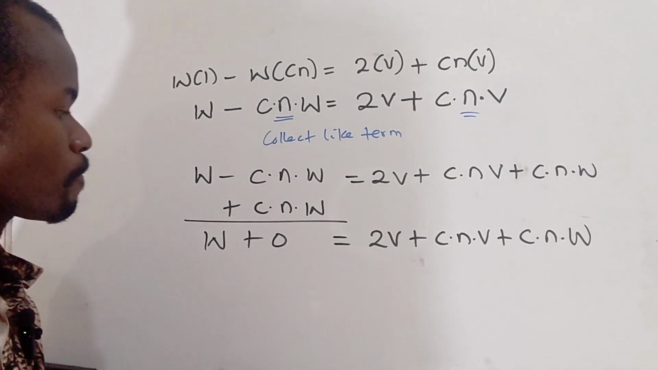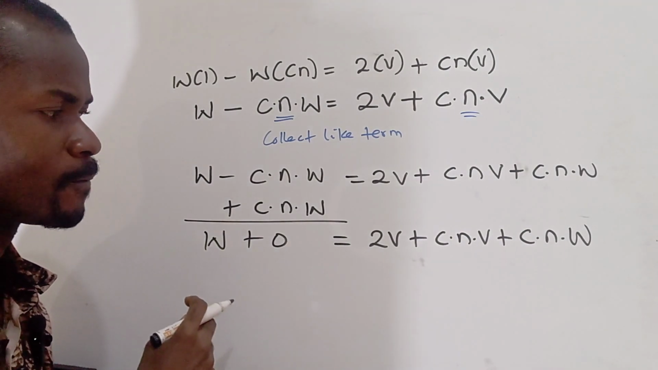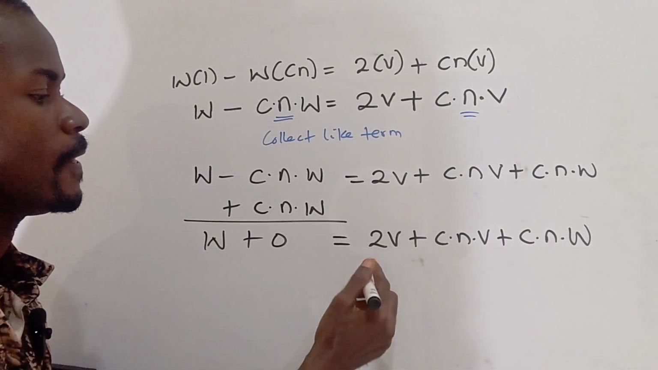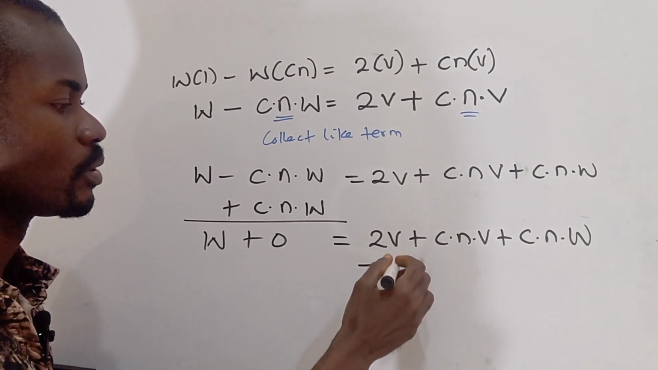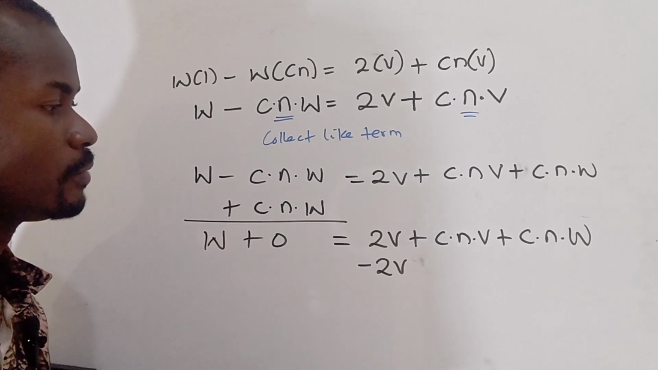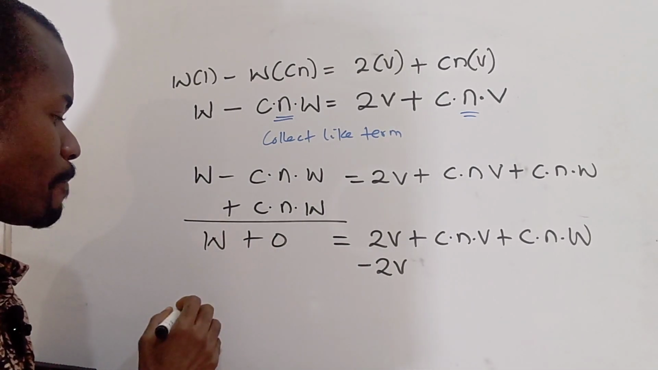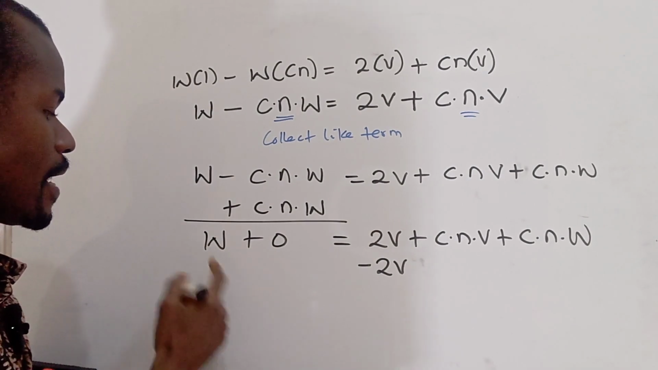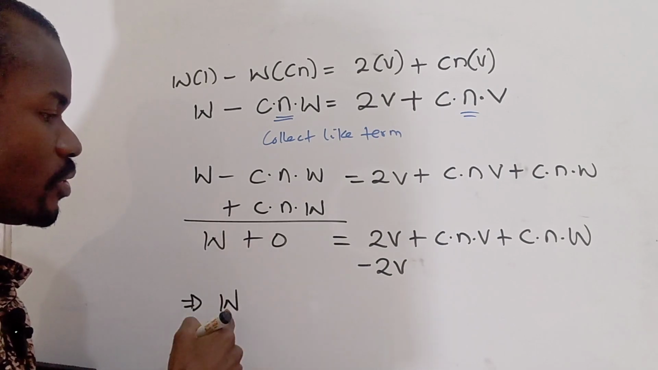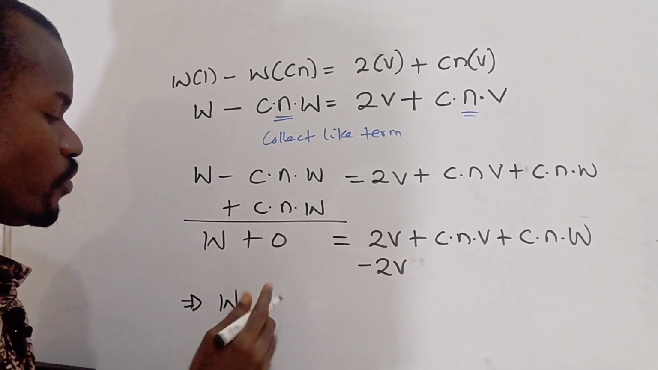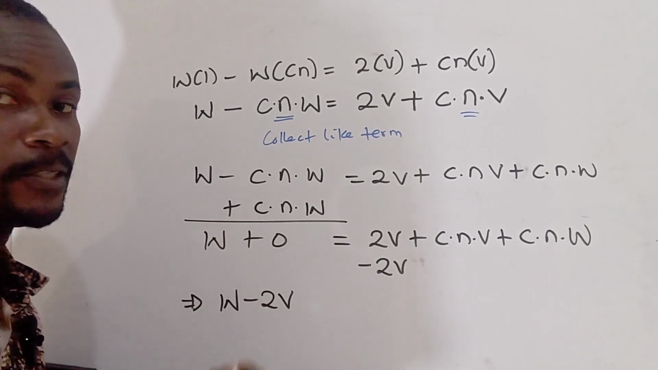The next thing we are going to remove is 2V. How do I remove it? I'm simply going to subtract 2V. All right. I'm also going to do it here. So this other part is going to be what? I have W plus 0 is W. So let's subtract 2V here. So I have minus 2V.